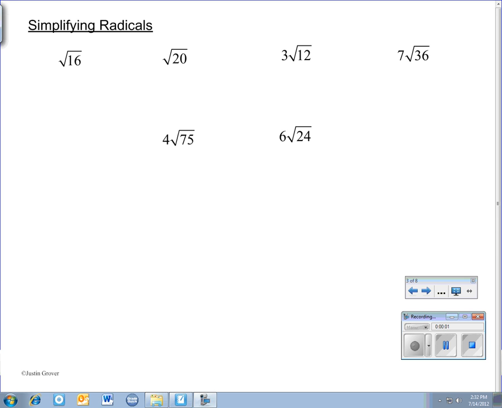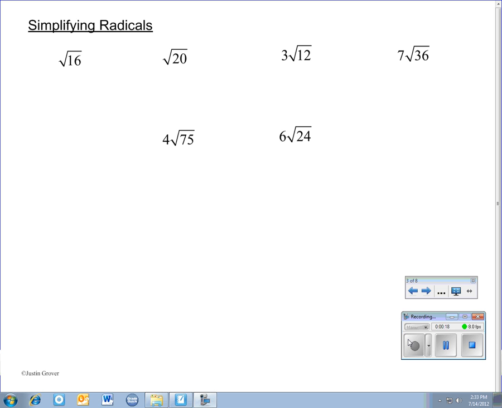When simplifying radicals, the first thing you need to decide is whether or not the radical is rational or irrational. And the way to determine that, if there's just a number inside the radical sign, if there's a variable in there, it's a little bit different. We'll talk about that in another section.